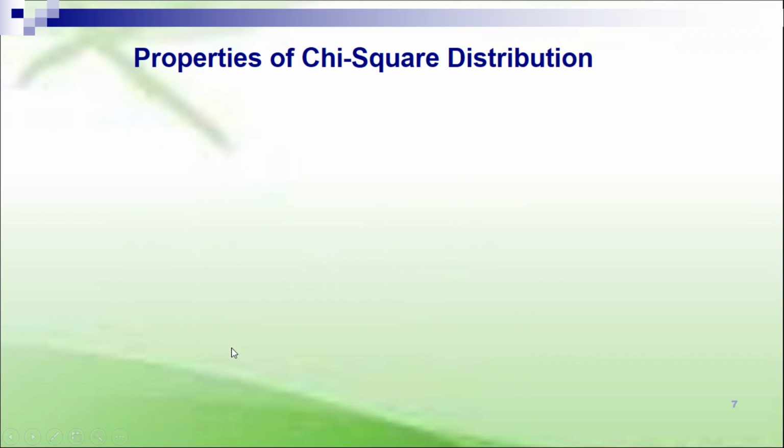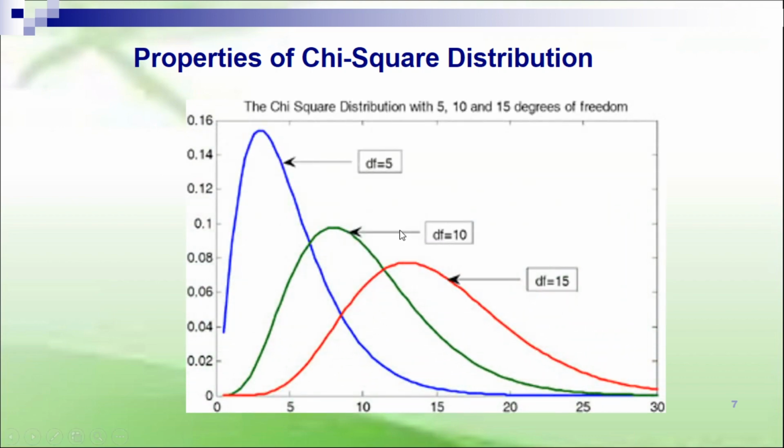And also you can see the second property indicated in the previous slide. It indicates that if degrees of freedom is increasing, this skewed distribution approaches a symmetrical distribution. When degrees of freedom equal 5, this is the blue color line distribution. Clearly you can see it's a positively skewed distribution.